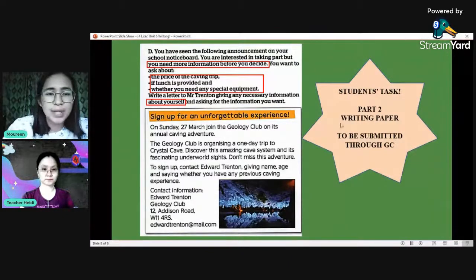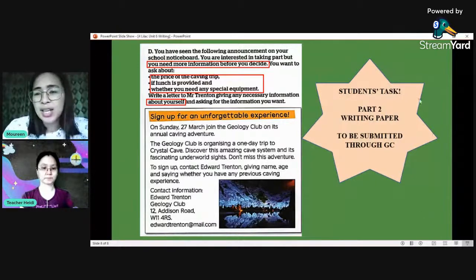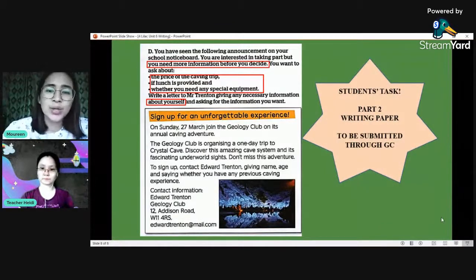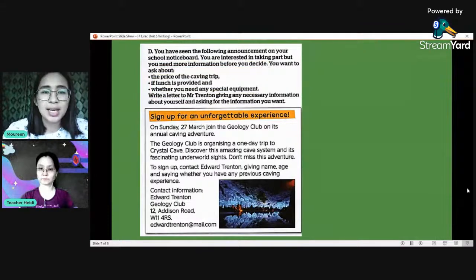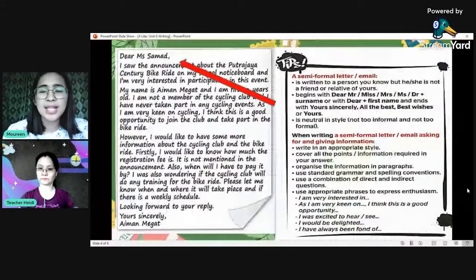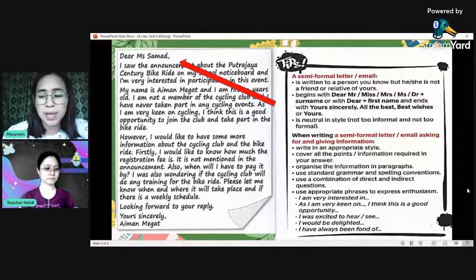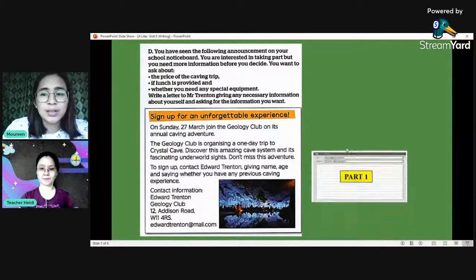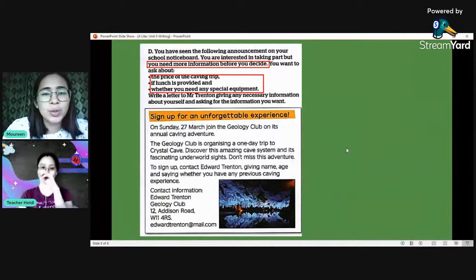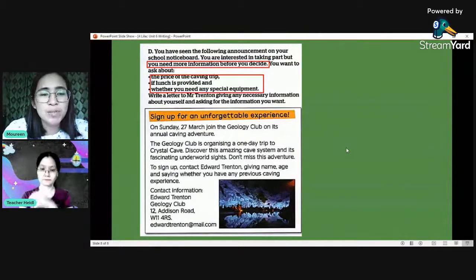Okay, so I hope everyone is clear of the organization of your writing letter. Sebab tadi kita dah tengok kan, sample, okay? So, study your sample. Study your sample as in, mana tadi? This one lah. Dear Miss Samad tadi. This is a sample. We have studied paragraph by paragraph, right? Just now. We have studied paragraph by paragraph. So now you have to go to slide. So you have to write your response. Write your response based on task D. Okay?